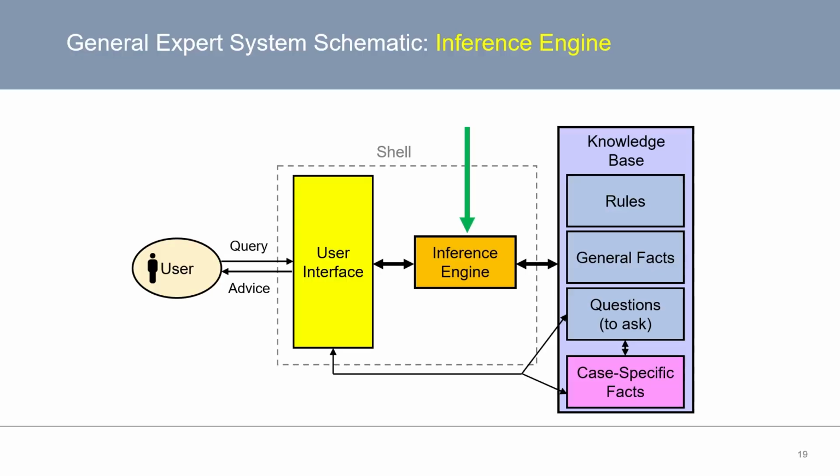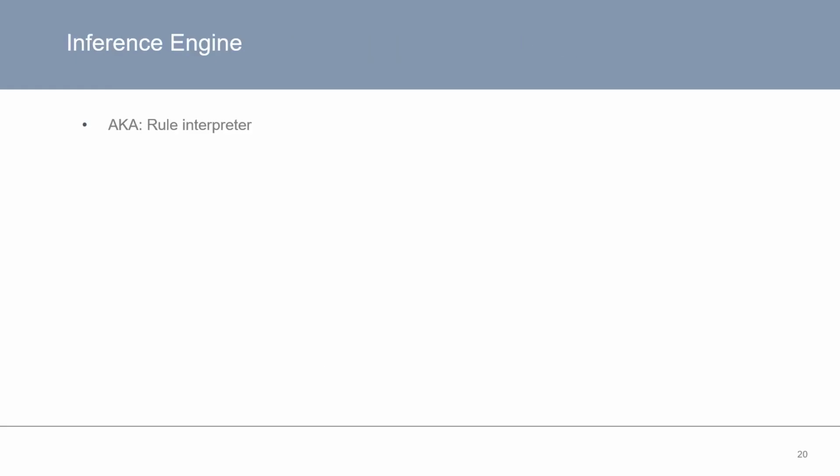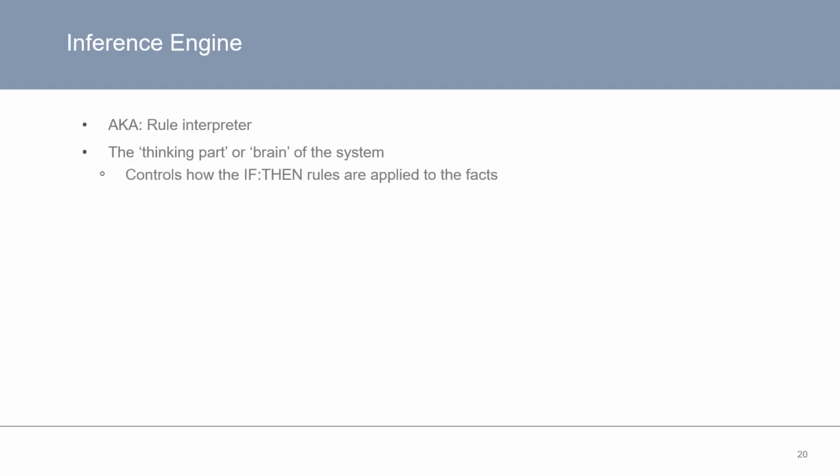Here we can see the inference engine highlighted within our expert system schematic. The inference engine obviously plays a central role in how an expert system works. Notice that the inference engine interacts with the knowledge base as well as the user interface. The inference engine is also known as a rule interpreter. It's basically the thinking part or the brain of the system. It controls how the if-then rules are applied to the facts.